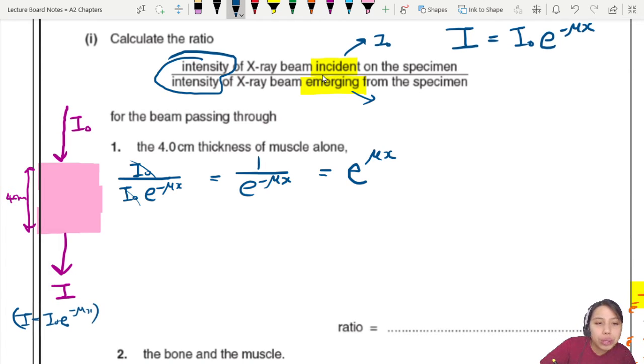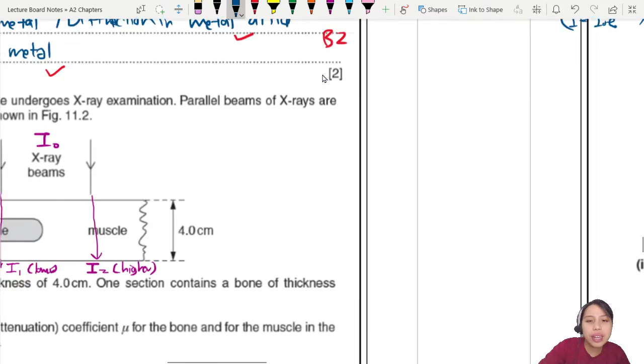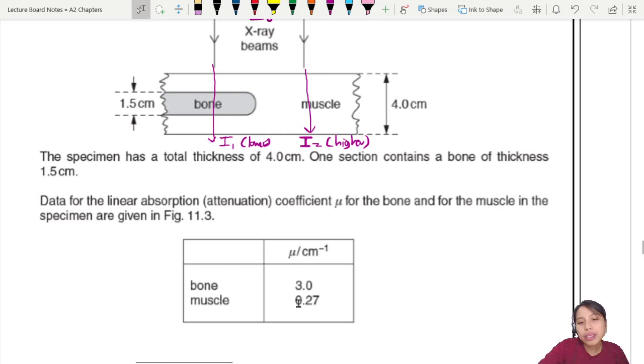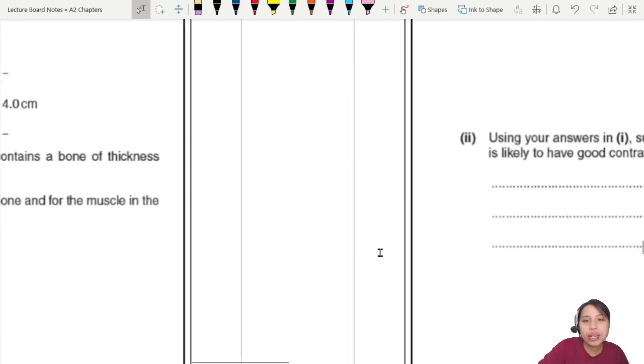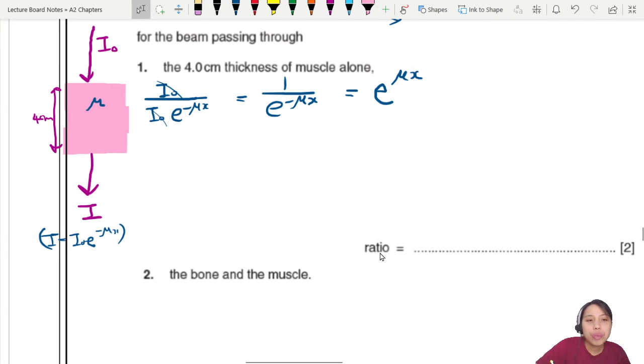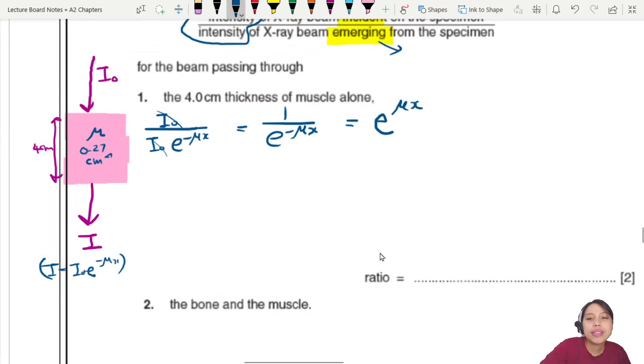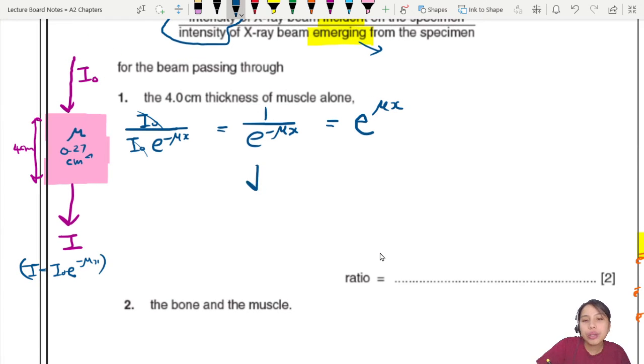What mu do we use? Well, this muscle has some mu, the attenuation coefficient. You can check the front part. What is it? Mu for muscle, 0.227 cm to the negative 1. So let's write that down: 0.227 cm to the negative 1. There we go. So we can plug into our equation either this one or this one, whichever one you want. I'm lazy, so I'm going to use the shortcut. I'm going to use this one. e to the mu x. What's mu? 0.227 cm to the negative 1.